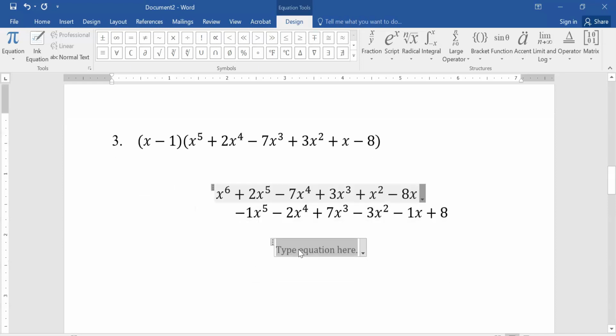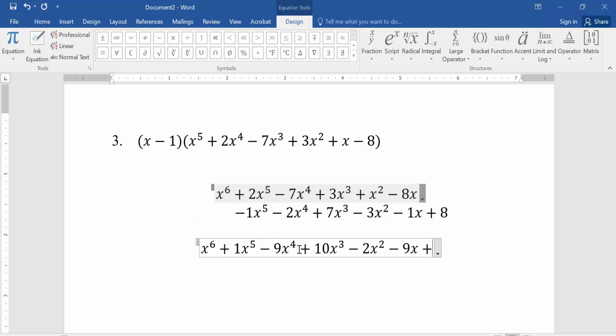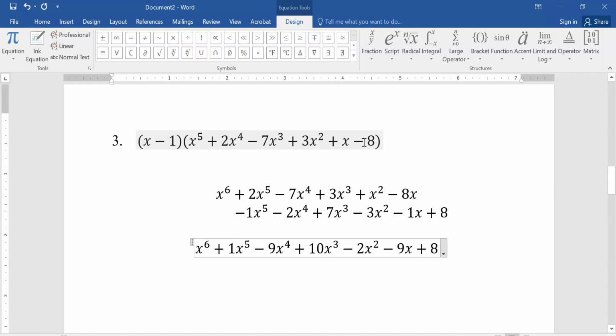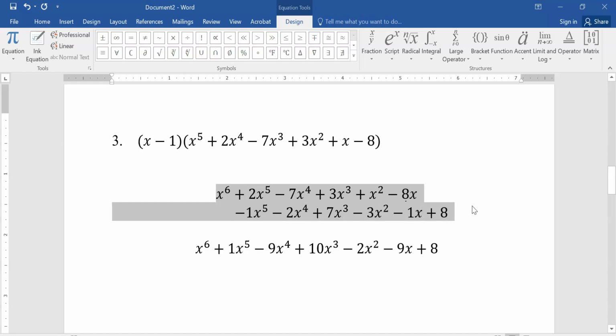So when you combine like terms, you end up with x to the sixth plus 1x to the fifth minus 9x to the fourth plus 10x to the third minus 2x squared minus 9x plus 8. So that's a lot of terms there. Again, as you can see, the bigger the polynomials that you're multiplying, the more terms you're going to get, especially in this first iteration of multiplication, before you combine like terms.